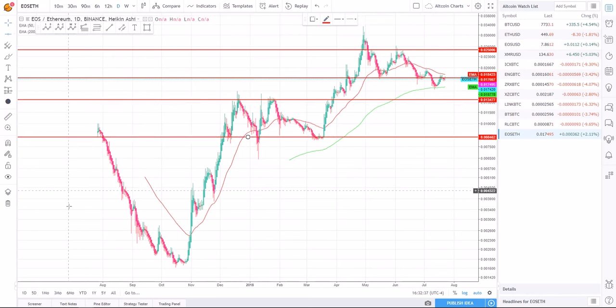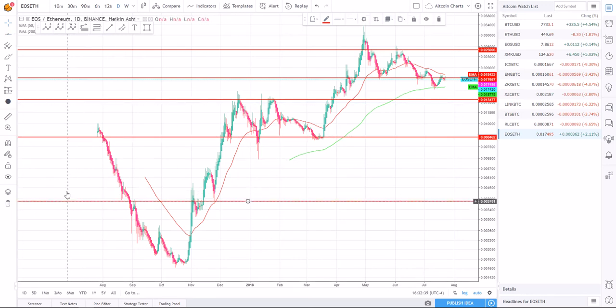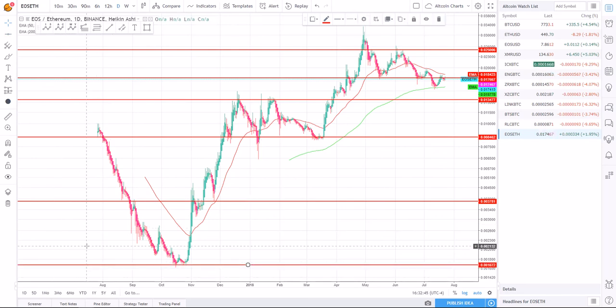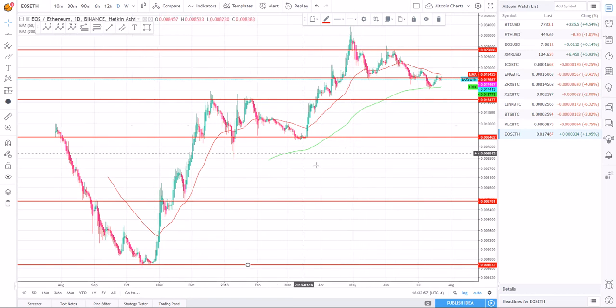I will draw some other lines over here. That looks pretty good over there. Way at the bottom over here, right? That looks pretty good over there. So I think that's it for the dailies. These are what I call major support and resistance. These are areas where I think players will accumulate or get rid of, liquidate some of their positions.